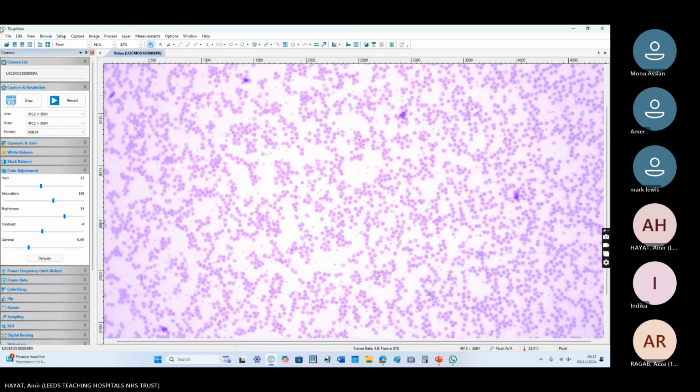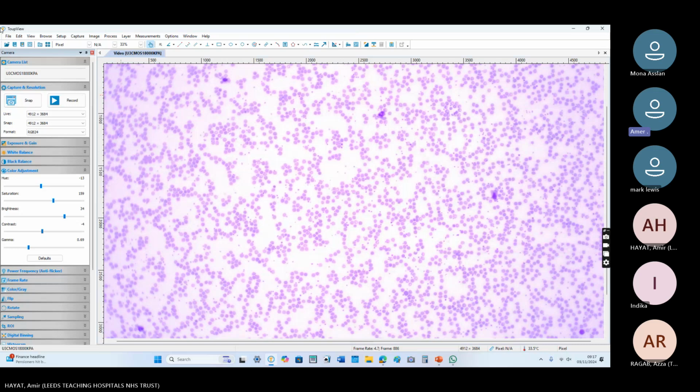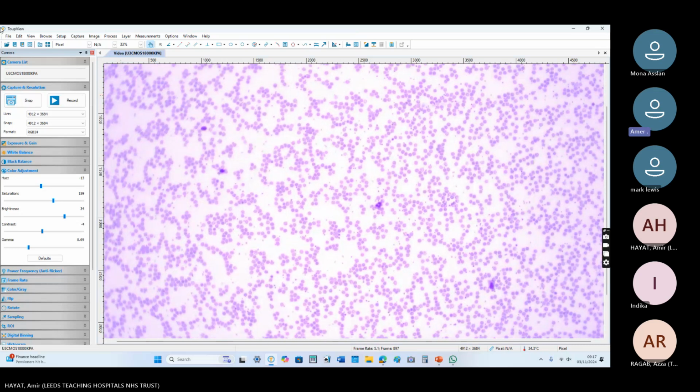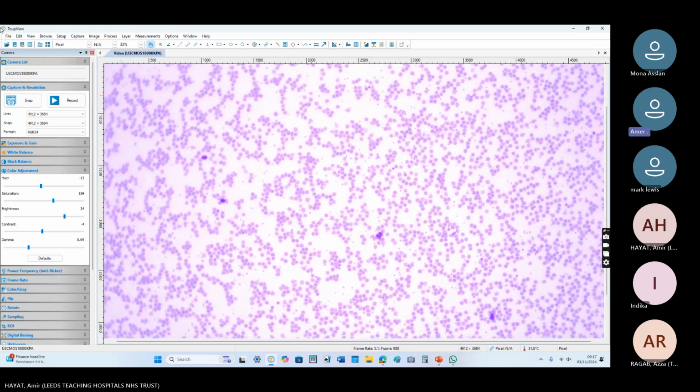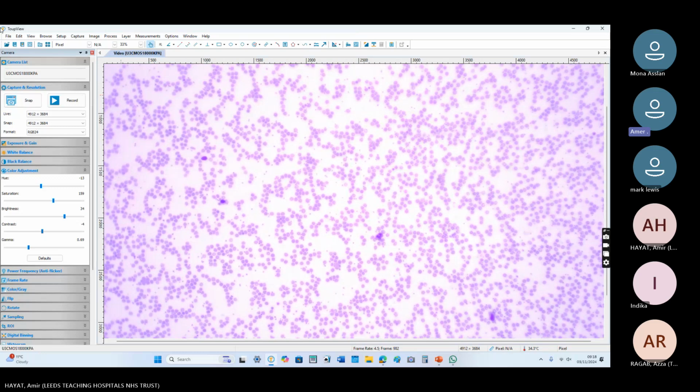The emergency department have done a full blood count. The full blood count shows hemoglobin of 90, platelet count of 900, and white cell count of 9. So this is power 10, just a general overview of the slide.